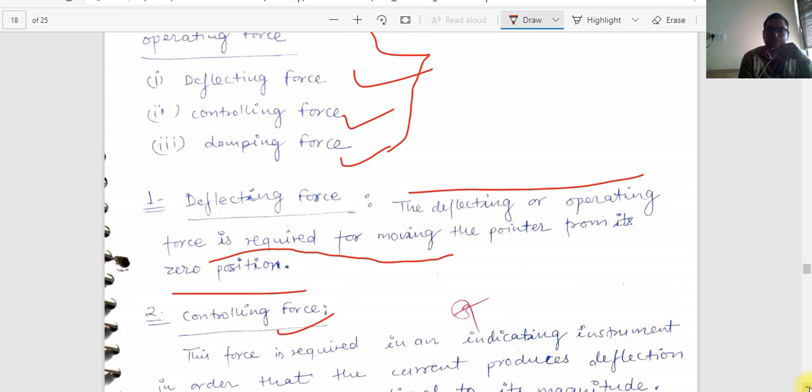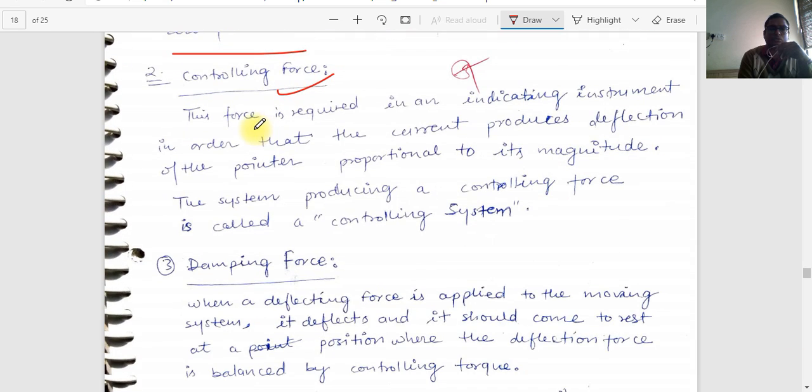Controlling forces. This force is required in an indicating instrument in order that the current produces deflection of the pointer proportional to its magnitude. The system producing a controlling force is called the controlling system.